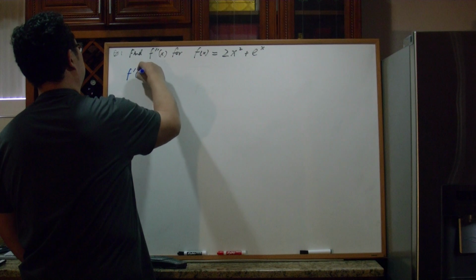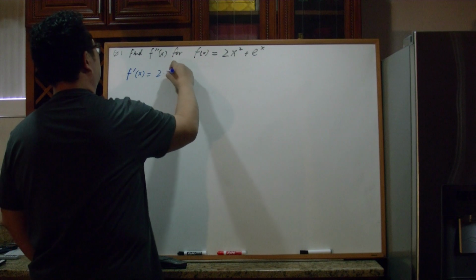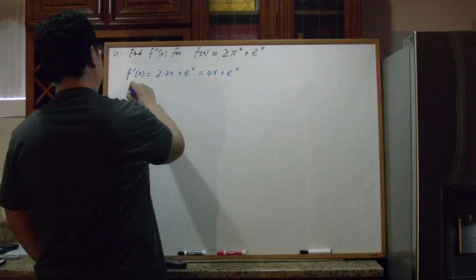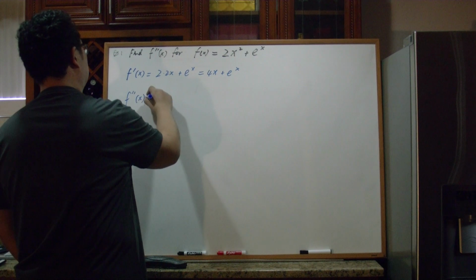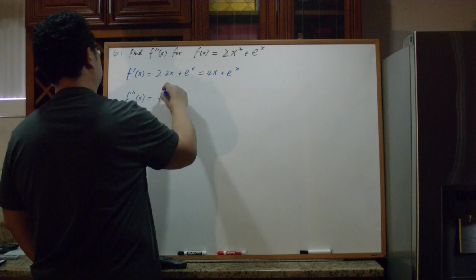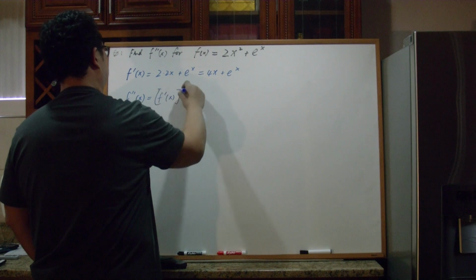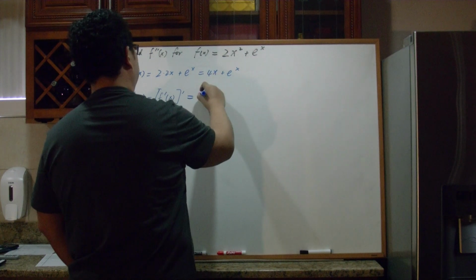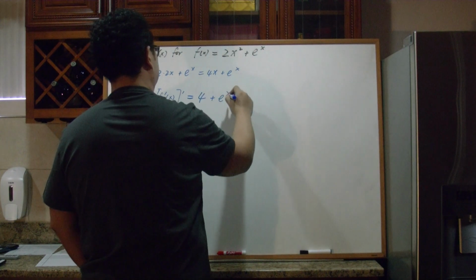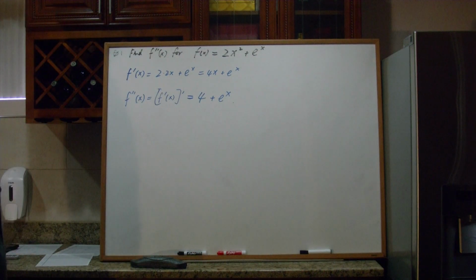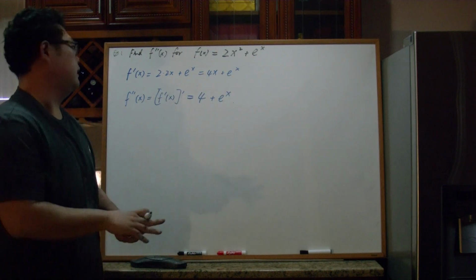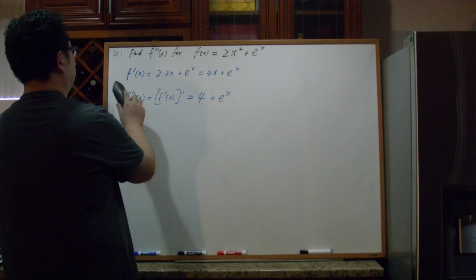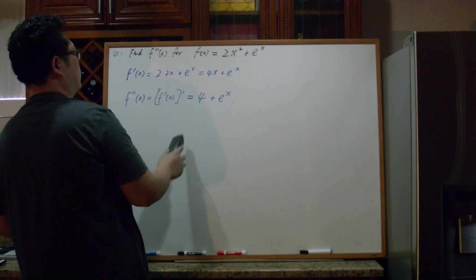So f prime of x will be 2 times 2x plus e to the x, that is 4x plus e to the x. Then f double prime of x, you could omit that step, but that is the derivative of f prime of x by definition, right? So we differentiate the first derivative, which is 4 plus e to the x, or 4 times 1 plus e to the x. Right, and that is our straightforward example.